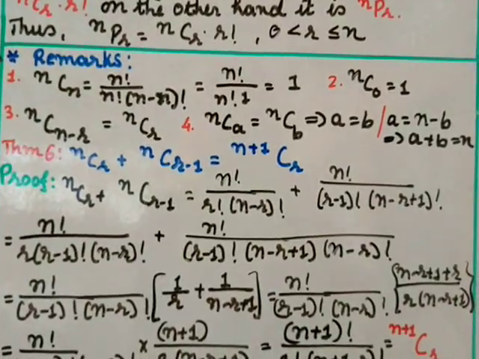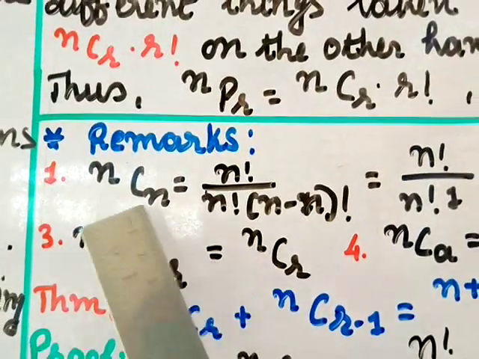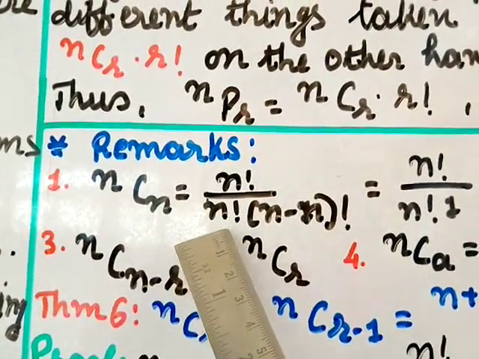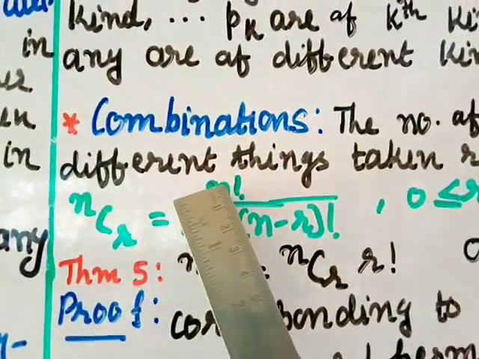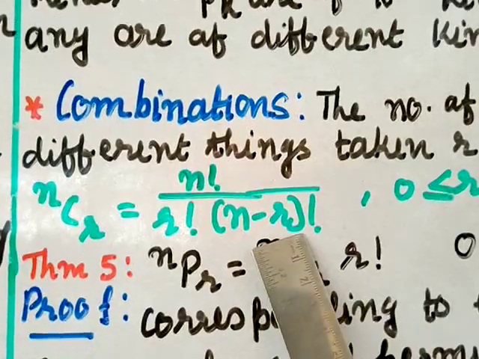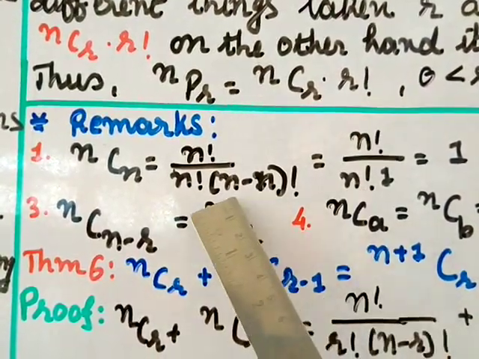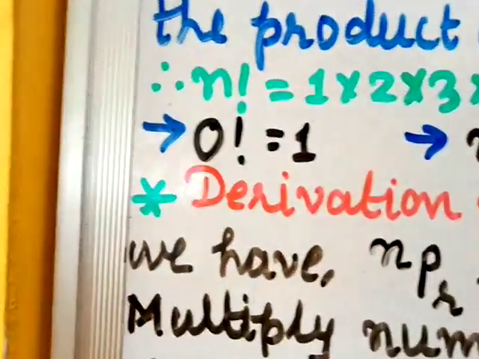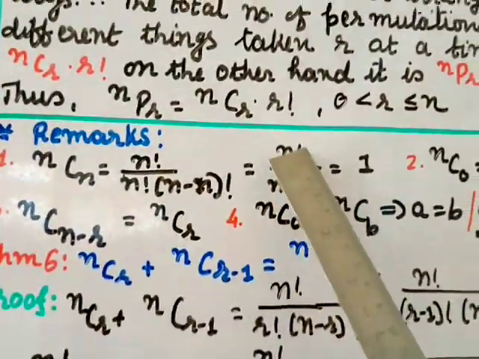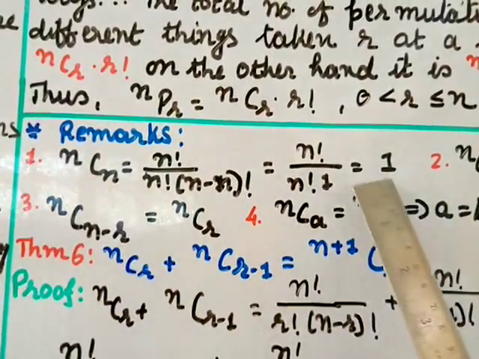Some important remarks are there. Let us try to understand one by one. Number 1 is nCn. This can be written as n factorial divided by n factorial into n minus n factorial. I am using the formula nCr equal to n factorial divided by r factorial into n minus r factorial. Here r is taken as n, so I am just replacing r by n. So n factorial as it is, n minus n is 0 factorial, and 0 factorial value is 1. N factorial by n factorial is 1, so you get nCn equal to 1.